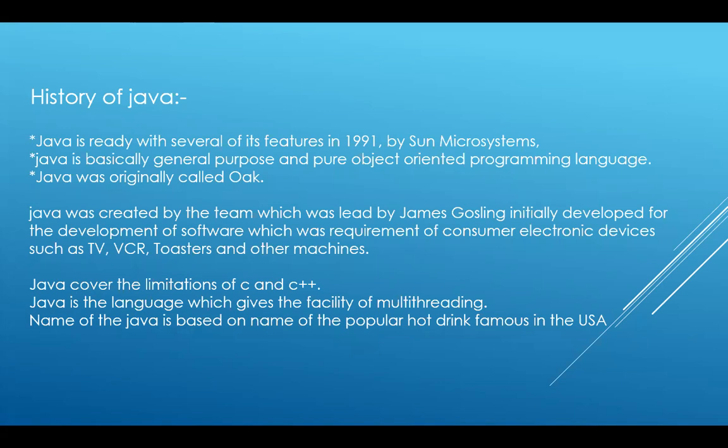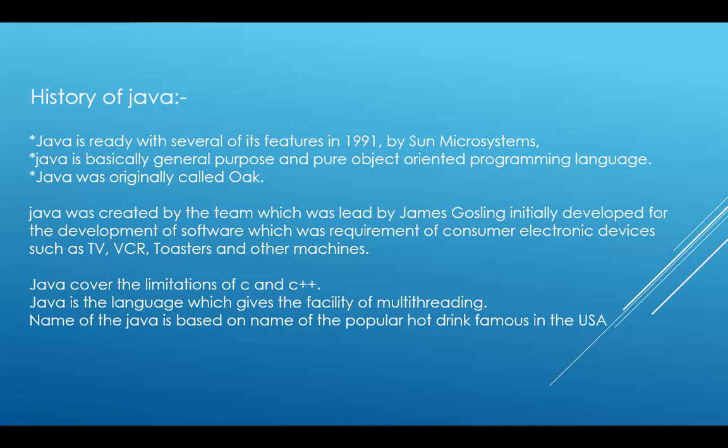So Java is basically a general purpose and pure object-oriented programming language. General purpose means that with Java, you can do anything. It is not dedicated or specific to one task. With Java, you can do web development, you can create a desktop application, you can create a CLI commands application. The meaning of general purpose is that you can do anything. Pure object-oriented programming means that it totally stands on the pillars or concepts of OOP, object-oriented programming.